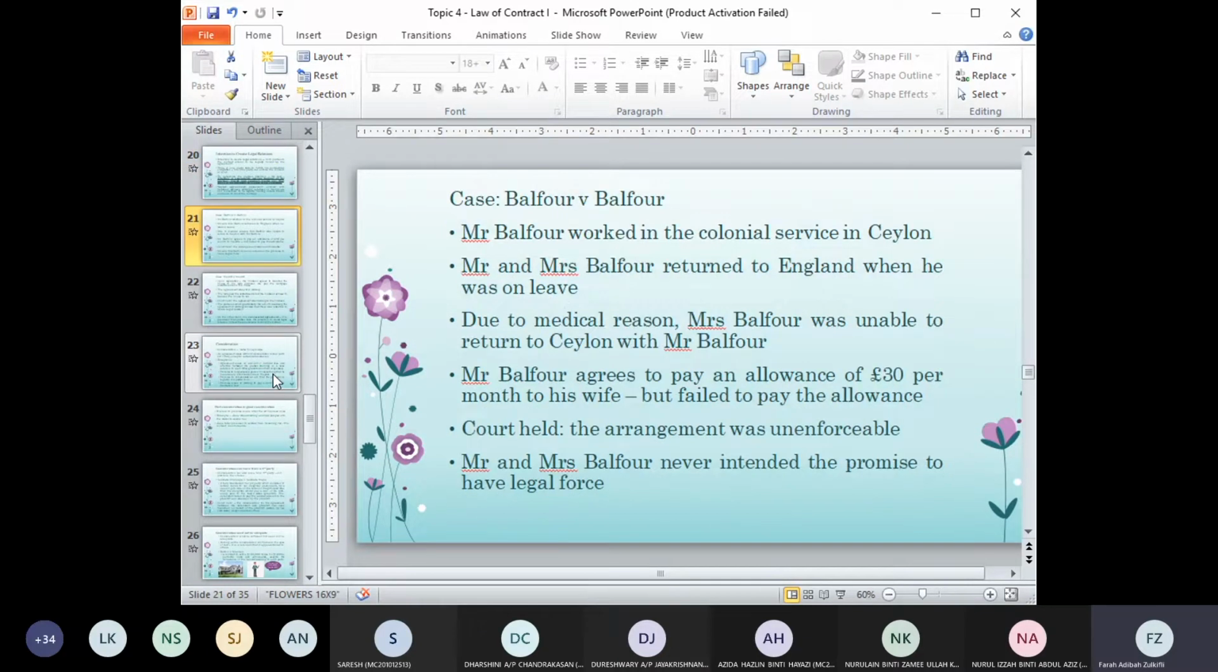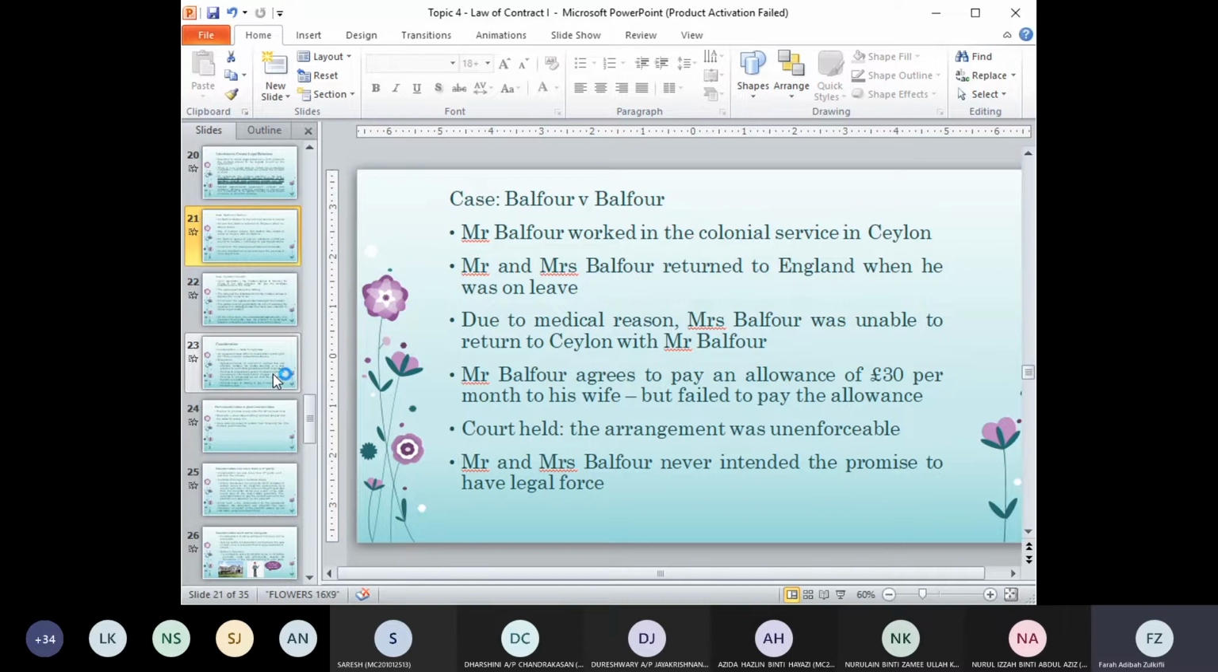For example, in the case of Balfour versus Balfour, Mr. Balfour worked in the colonial service in Ceylon. So Mr. and Mrs. Balfour returned to England when he was on leave. After they returned to England, due to medical reasons, because Mrs. Balfour fell sick, she was unable to return to Ceylon with Mr. Balfour. So Mr. Balfour said that it's okay, honey, you stay in England and I will pay you an allowance of 30 pounds sterling every month. But once he went back to Ceylon, he failed to pay the allowance. So the wife claimed for the allowance.